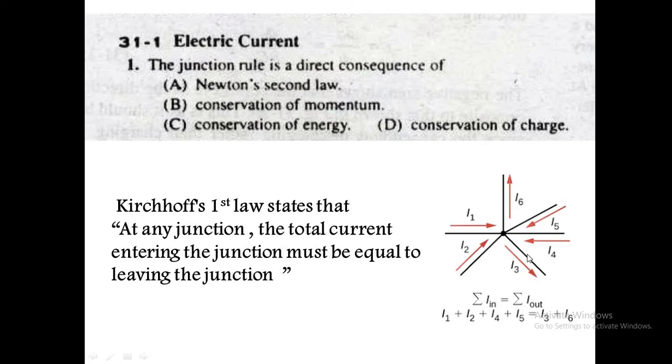Here in this diagram you can see that I1, I2, I5 and I4 are entering the junction. The sum of these currents is equal to the currents leaving the junction, for example I3 and I6. You know that current is the flow of charges. The sum of the current entering the junction is equal to the sum of the current leaving the junction. It means that there is a conservation of charge. No extra charge is either created or destroyed here. So this junction rule is basically conservation of charge.